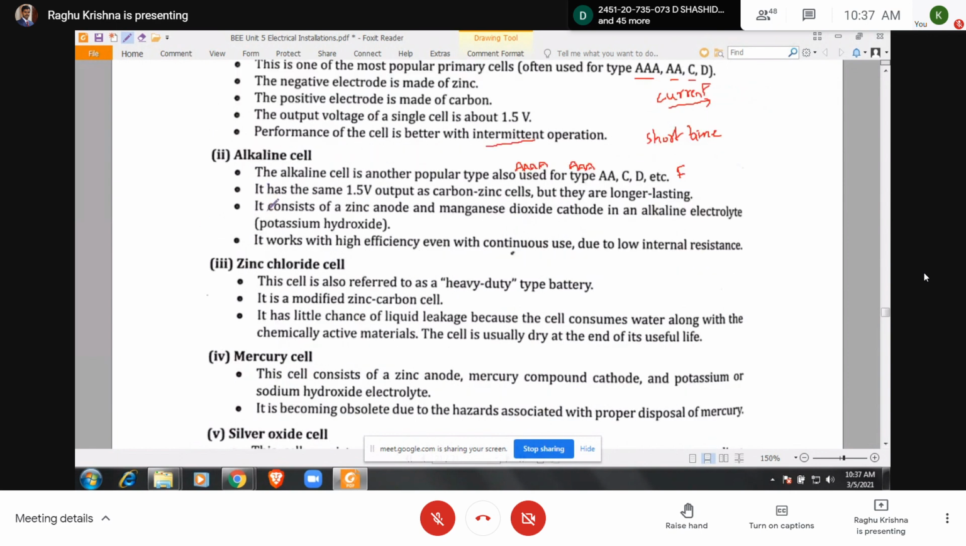Next, it has the same 1.5 volt output as carbon zinc cells, but they are longer lasting. It consists of a zinc anode and a manganese dioxide cathode in an alkaline electrolyte. The electrolyte is potassium hydroxide.